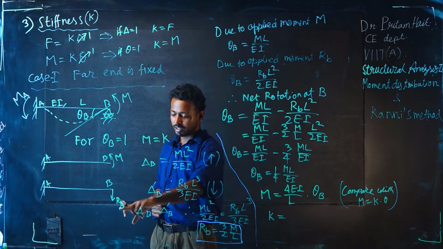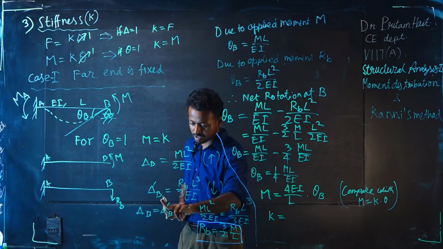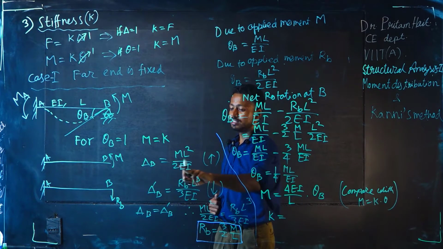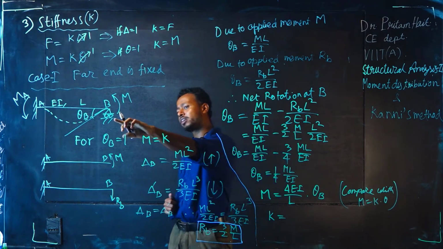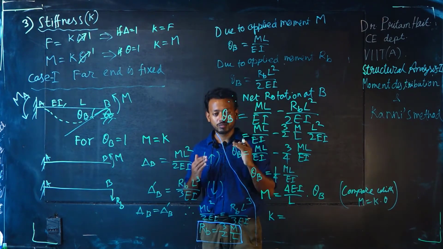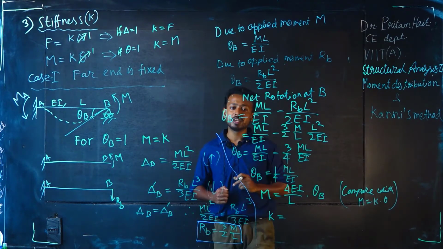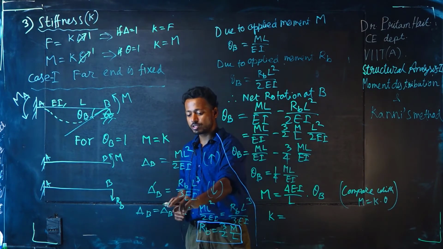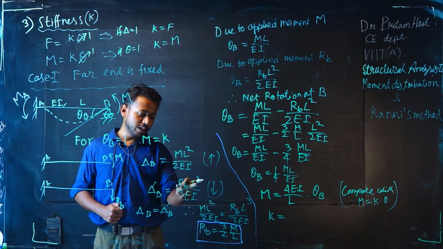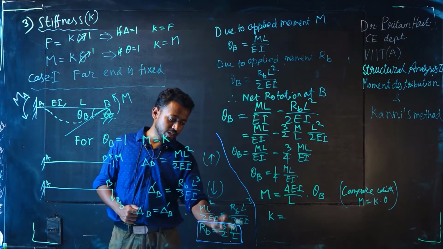Due to this downward reaction, the downward displacement will be R L cube by 3EI, which is downward, and this displacement is upward. As this is a prop cantilever, B end cannot move either upward or downward. So net vertical displacement will be 0. So these two vertical displacements will be equal. So I can write delta B equals delta B dash. So ML square by 2EI equals RB L cube by 3EI. So from this equation I can derive RB equals 3 by 2 M by L.